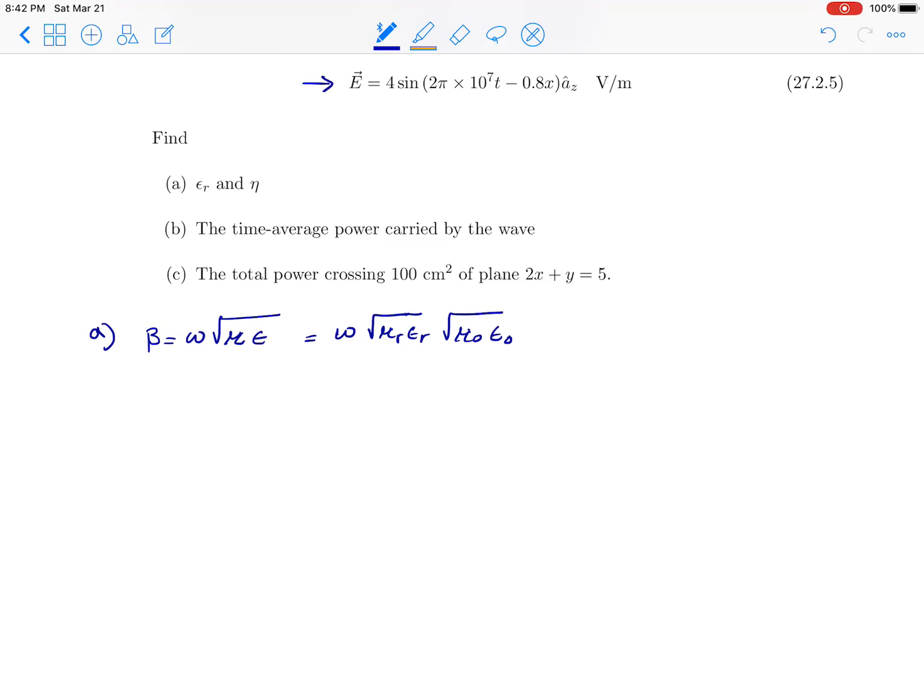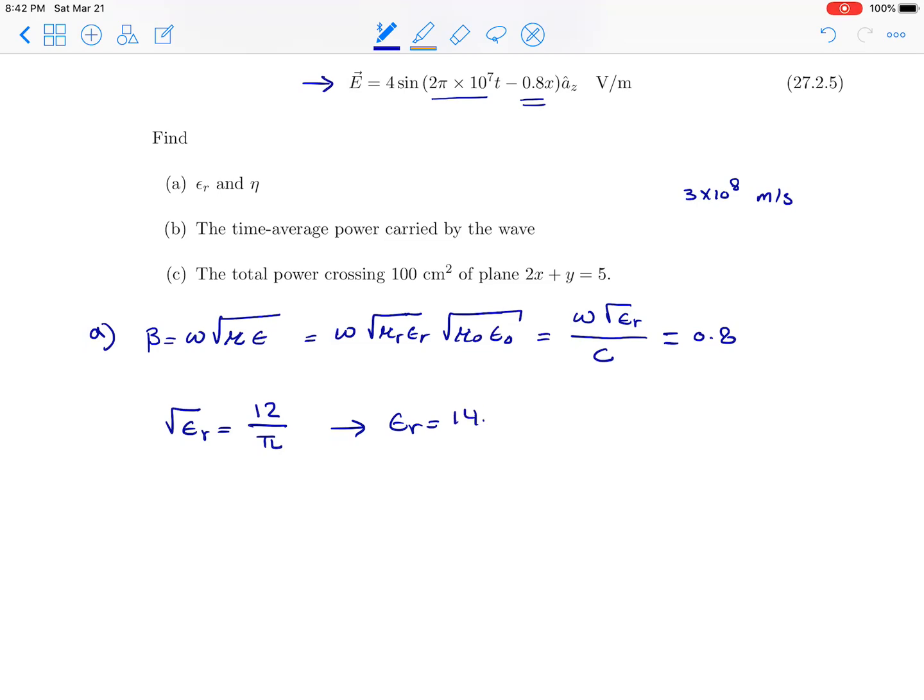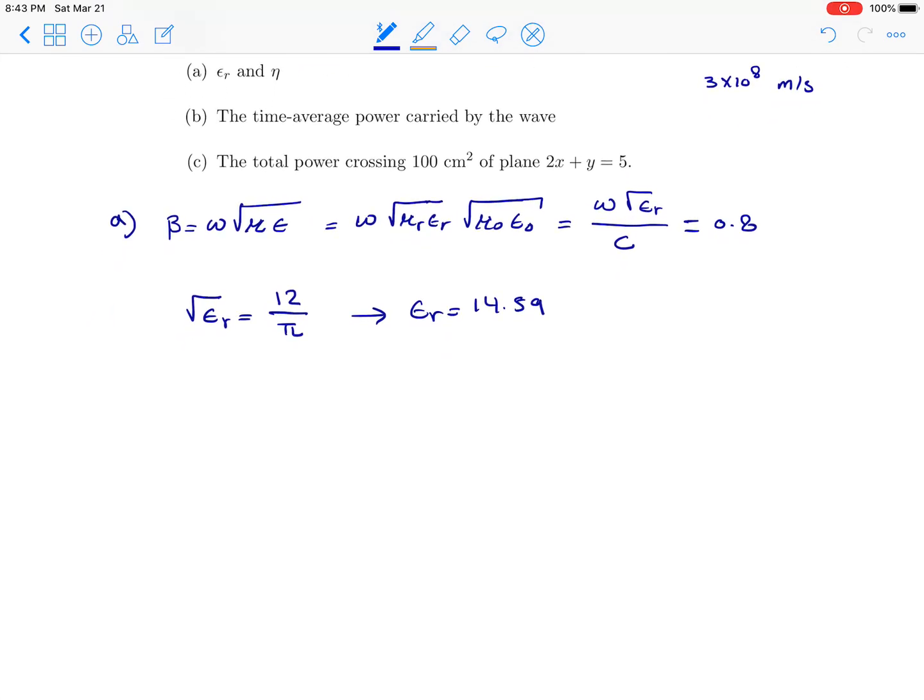So we know mu relative equals 1. This one is 1 over c, where c is the free space speed of light. Therefore, we can write beta as omega times the square root of epsilon relative divided by c, and we know beta from this equation is 0.8. Substituting all the values, omega is 2 pi times 10 to the power 7, and c is 3 times 10 to the power 8 meters per second. We end up with the square root of epsilon relative being 12 divided by pi, which means epsilon relative is actually 14.59.